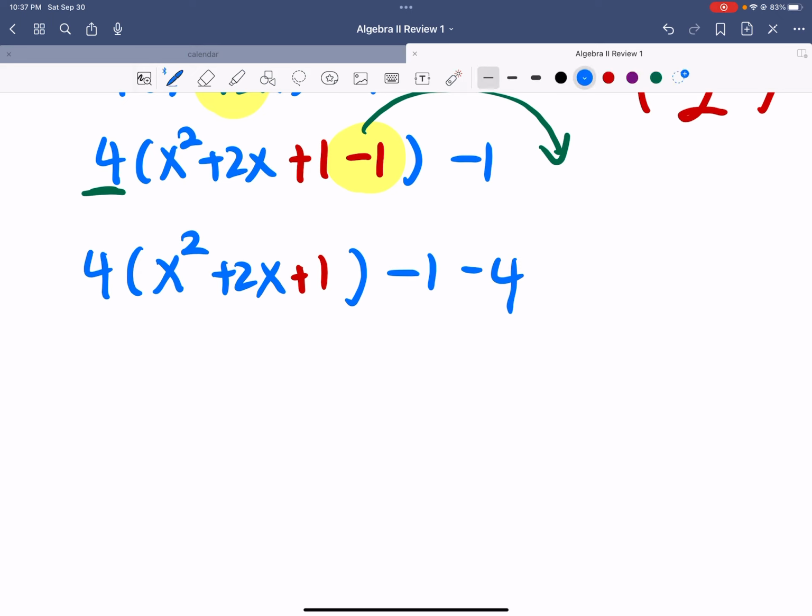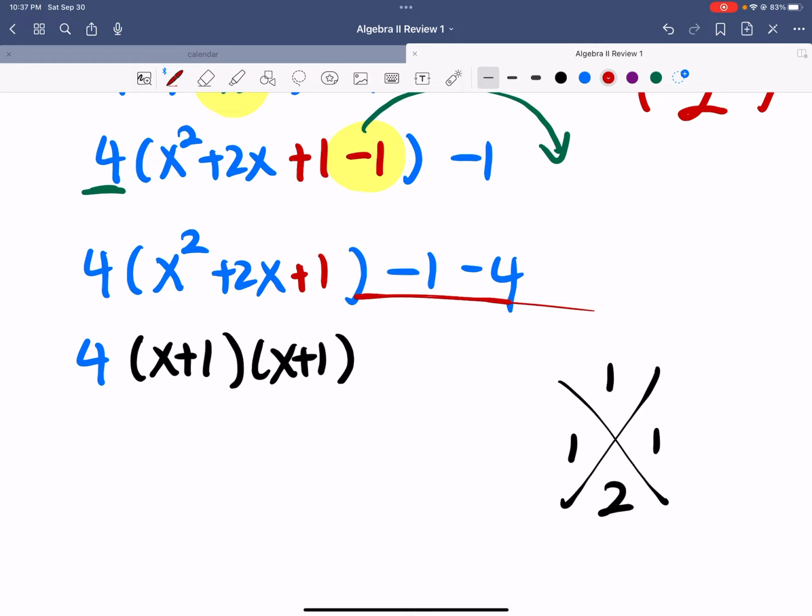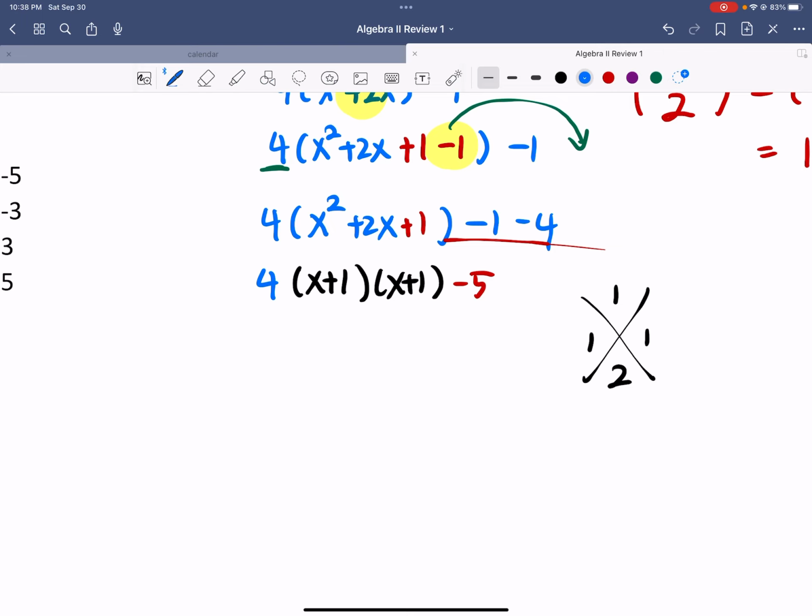But since we are P-Tech, we are going to finish this question. So now let's try to factor this one. I'm going to put 1 on the top, 2 in the bottom. I got this number from here and here. What can give you this combination? 1 and 1. So you get 4 times (x plus 1)(x plus 1). And here, negative 1 minus 4 is negative 5. Let's finalize the answer. F of x equals 4 times, now we got 2 of this, so x plus 1 squared, with negative 5.